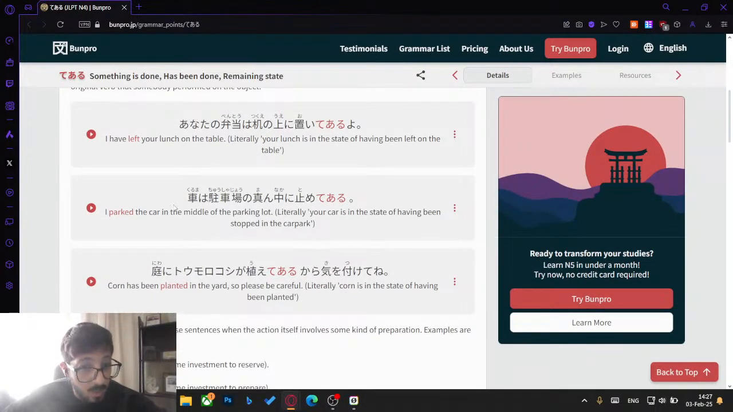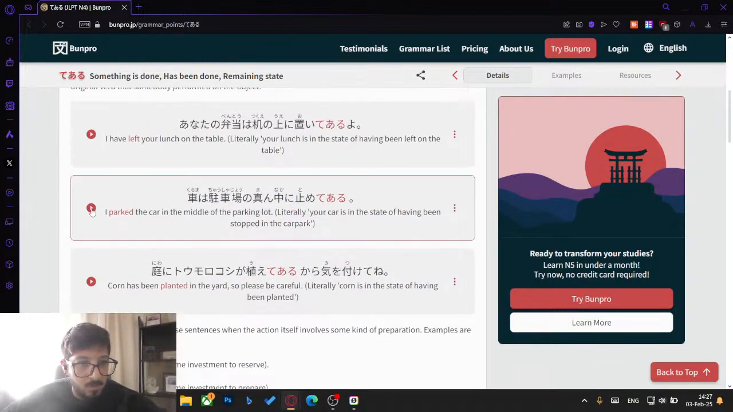Yes. Kuruma wa chushajo no mannaka ni tomete aru. I parked the car in the middle of the parking lot. Mannaka, in the middle.